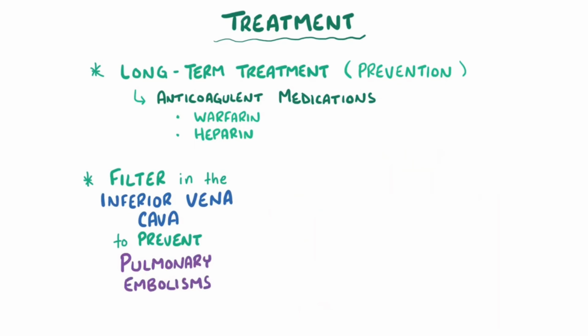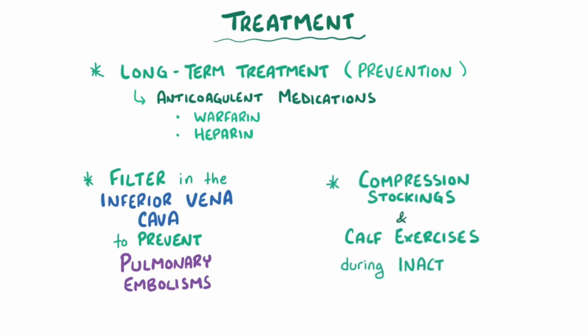Prevention of a deep vein thrombosis is also important. Compression stockings and frequent calf exercises during long periods of sitting still can help move blood through the veins to prevent stasis.